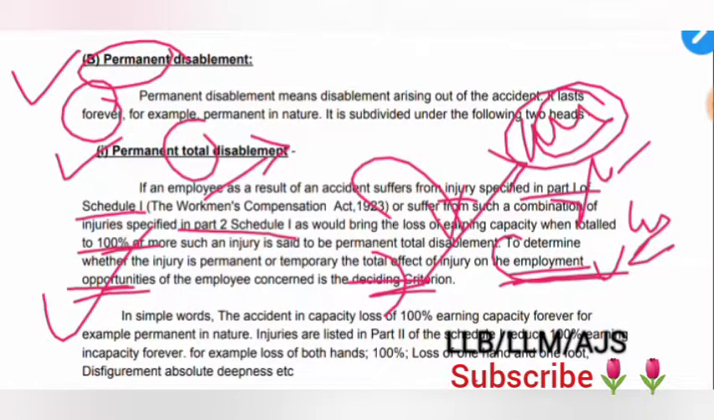In simple words, the accident causes loss of 100% earning capacity forever, for example, permanent in nature. It is total as well as permanent. So it is the most dangerous kind of disablement. Injuries are listed in part 2 of the schedule 1. It reduces 100% earning capacity forever. For example, loss of both the hands, 100%, loss of one hand and one foot, disfigurement, absolute deafness, etc. So these are some of the examples.